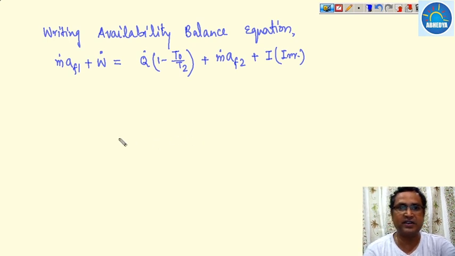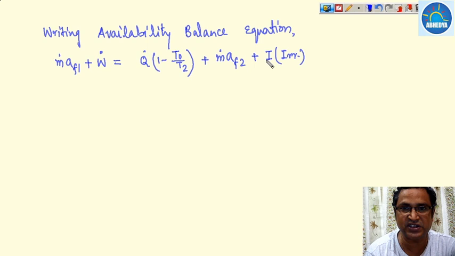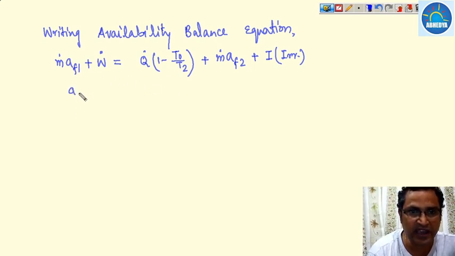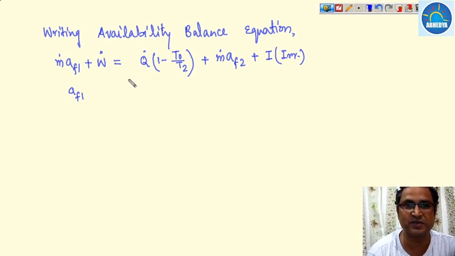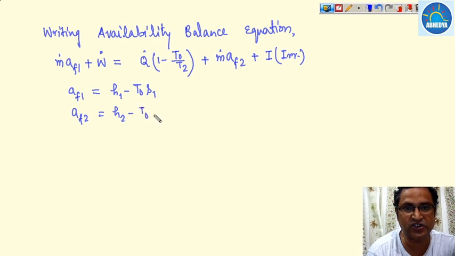Now what is AF1 and what is AF2? All the other values are known to us, but we don't know AF1 and AF2. So AF1 is the availability at input condition, which is your open system. AF1 will be nothing but h1 minus T0 s1, and AF2 is h2 minus T0 s2.